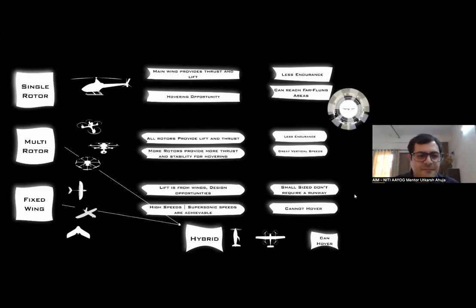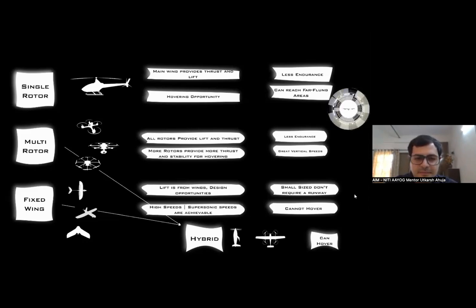Then there is fixed wing. In this case, lift is from the wing, and there are multiple design opportunities that you can harness while designing a single fixed wing aircraft or multi fixed wing aircraft. In this case, small sizes don't require a runway. In situations where there are fewer far-flung areas, you may just be able to land your aircraft on a simple small grassland area. And in the other case, high speeds and supersonic speeds are achievable in case of fixed wing.